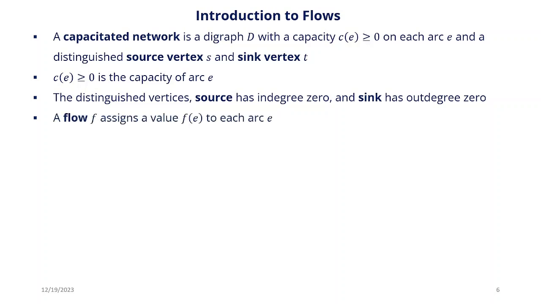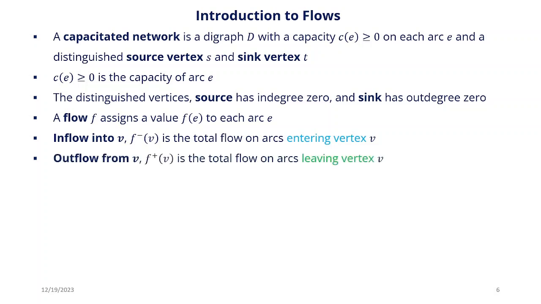A flow f assigns a value f(e) to each arc e. The inflow into a vertex v is denoted by f^-(v), which is the total flow on arcs entering that particular vertex v. The outflow from vertex v, denoted by f^+(v), is the total flow on arcs leaving vertex v.